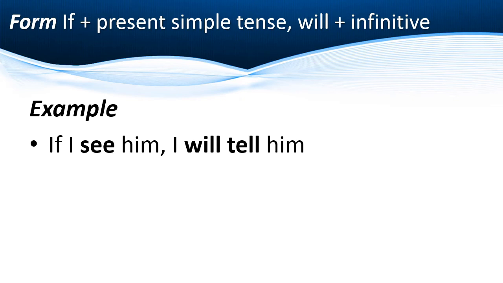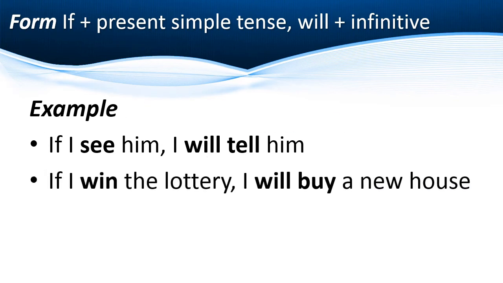Present and future. If I win the lottery, I will buy a new house. If I win the lottery, that is in present tense. I will buy a new house, that's in future tense. So I will buy a new house can only happen if I win the lottery. If I don't win the lottery, then I cannot buy a new house.